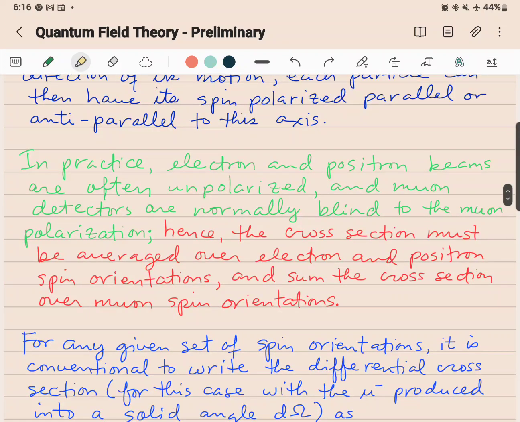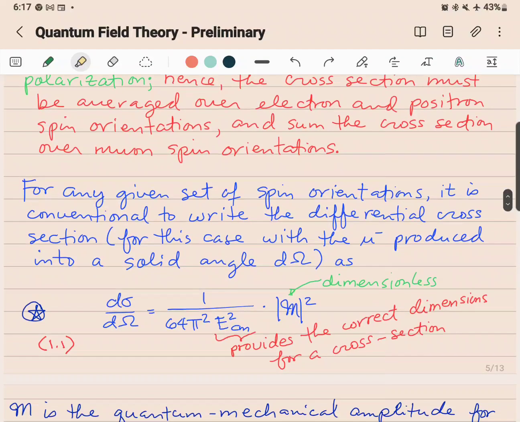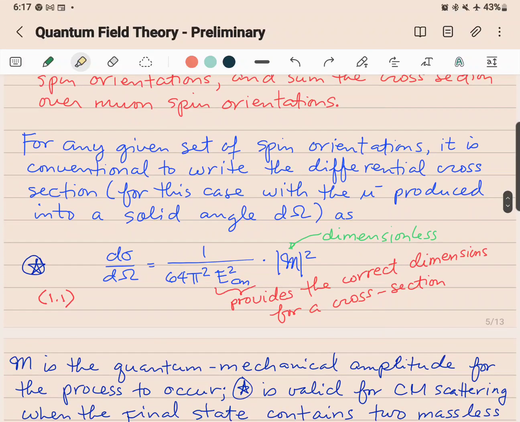In practice, electron and positron beams are often unpolarized, and muon detectors are normally blind to the muon polarization as well. Hence, the cross-section must be averaged over electron and positron spin orientations, and summed over muon spin orientations. So we will take a look at this later on, how these are calculated, but we will also be discussing this here.